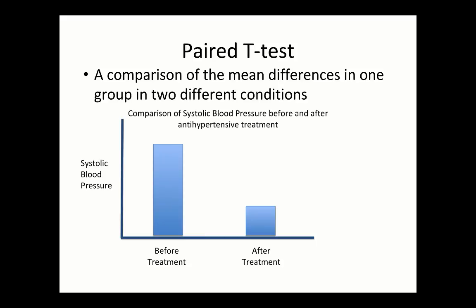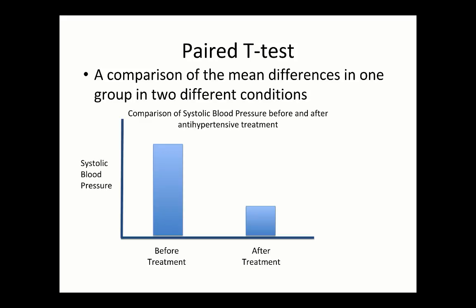An appropriate research question may be, is there a difference in the average systolic blood pressure before and after antihypertensive treatment? Next, we need to state our null and alternative hypotheses. What do you think the null hypothesis is? The null hypothesis is that the average systolic blood pressure before and after antihypertensive treatment is the same. What is the alternative hypothesis? The alternative hypothesis is that the average systolic blood pressure before and after antihypertensive treatment is not the same.